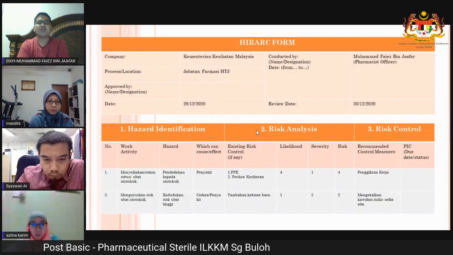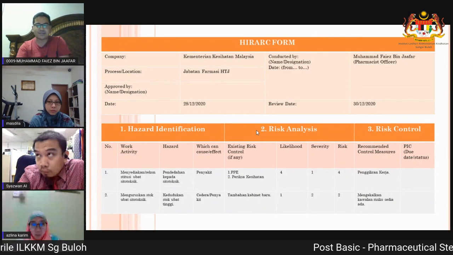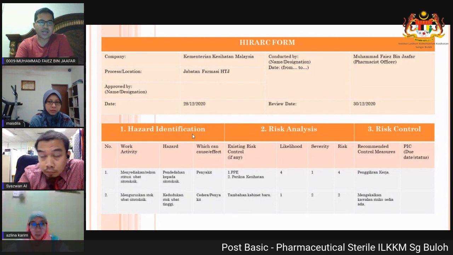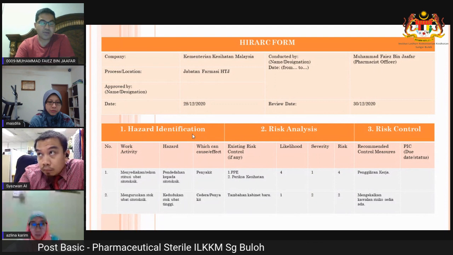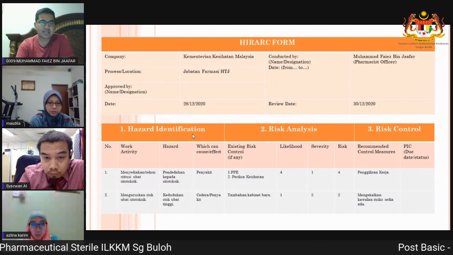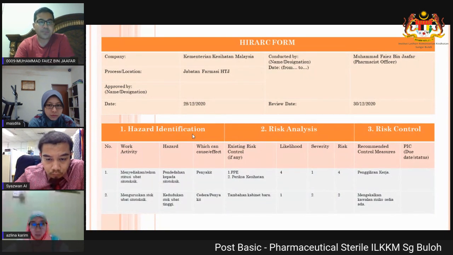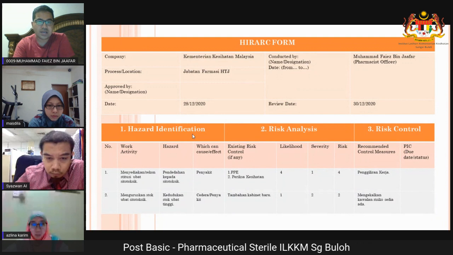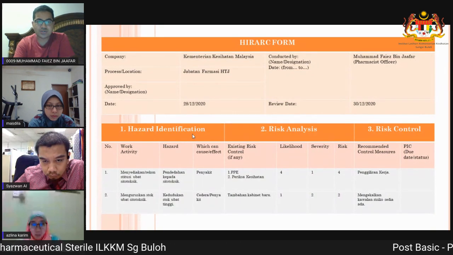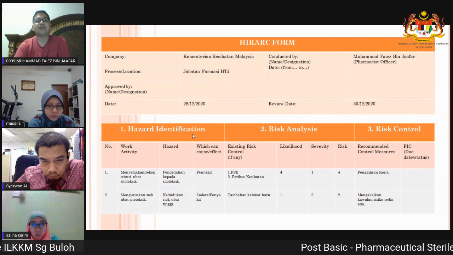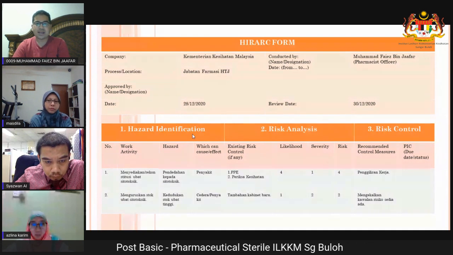Nak form lah. So hierarchy form ni saya buat dekat HTJ dan saya bukan buat sendiri lah. Hazard yang saya dapat, work activity adalah kita menyediakan atau rekonstitusi ubat cytotoxic. So hazard saya terdedah kepada cytotoxic which can cause penyakit. So existing risk control, kita perlu pakai PPE ataupun melakukan medical check-up secara berkala, ataupun 3 bulan sekali.